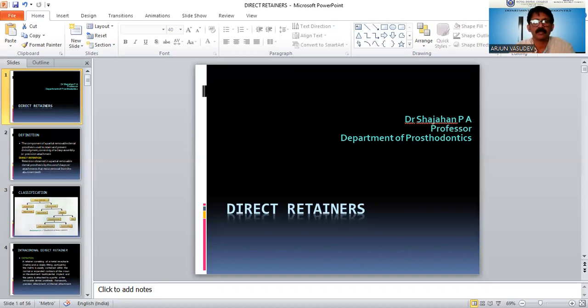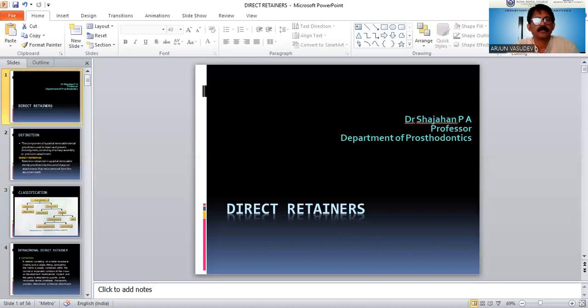So actually the clasp has got two components. One is retentive component and one is reciprocating component. That is what we explained here. And we will see what you mean by undercut. Undercut is a portion of the surface of an object that is below the height of contour in relationship to the path of placement. So undercut areas are very much required for the retention of the denture. So the retentive terminal of your clasp assembly will be engaged to the undercut to get retention.